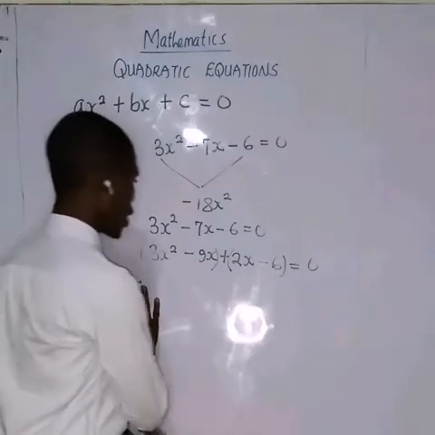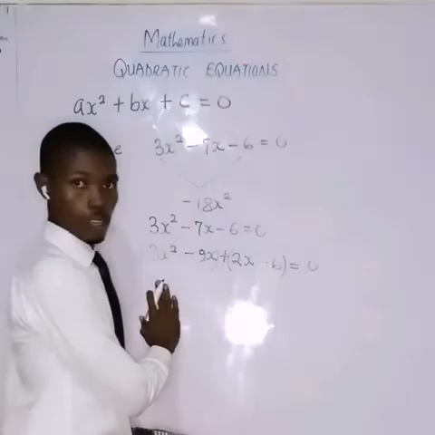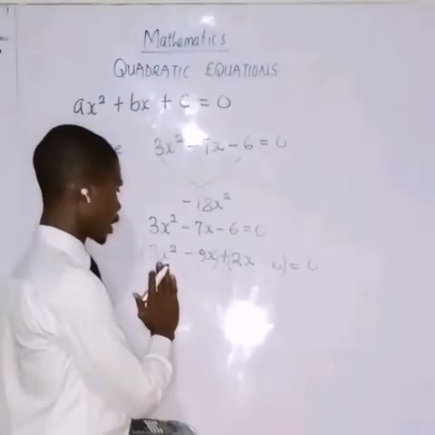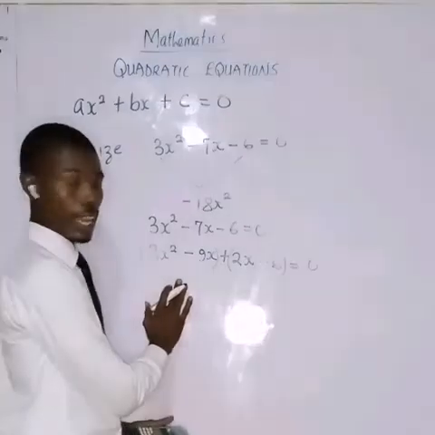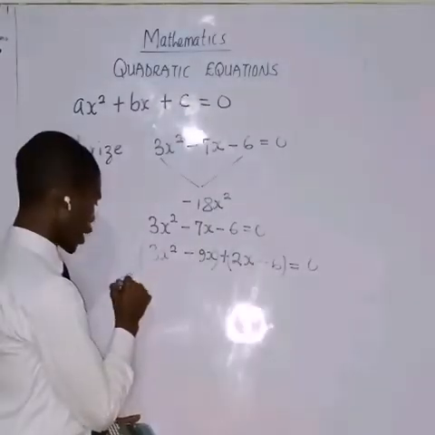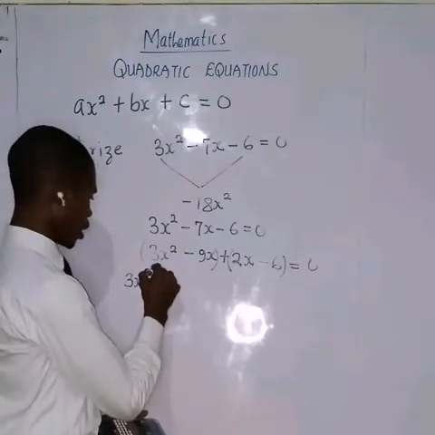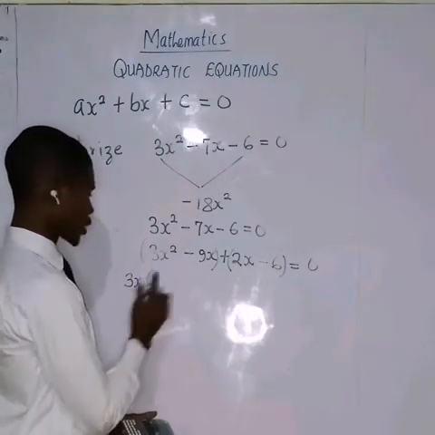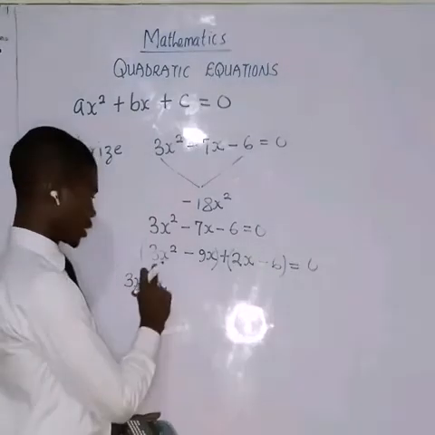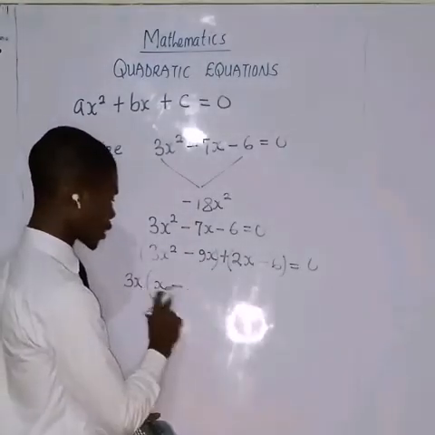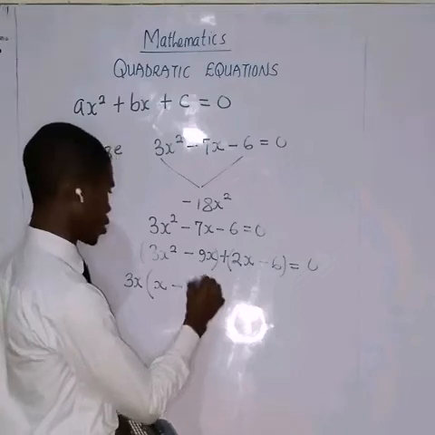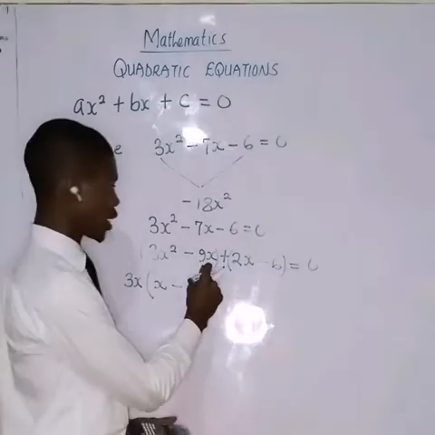Alright, and from here, I'm now going to bring out the common factor between 3x squared and minus 9x. And the common factor here is 3x. So I'm going to bring out 3x, open a bracket here. 3x times x gives me the 3x squared here. Then 3x times minus 3, of course, gives me minus 9x here.